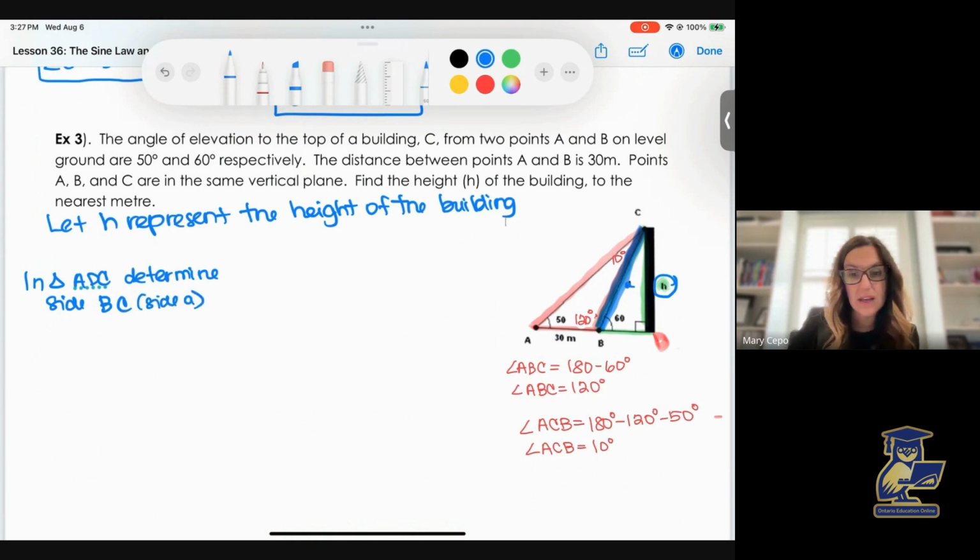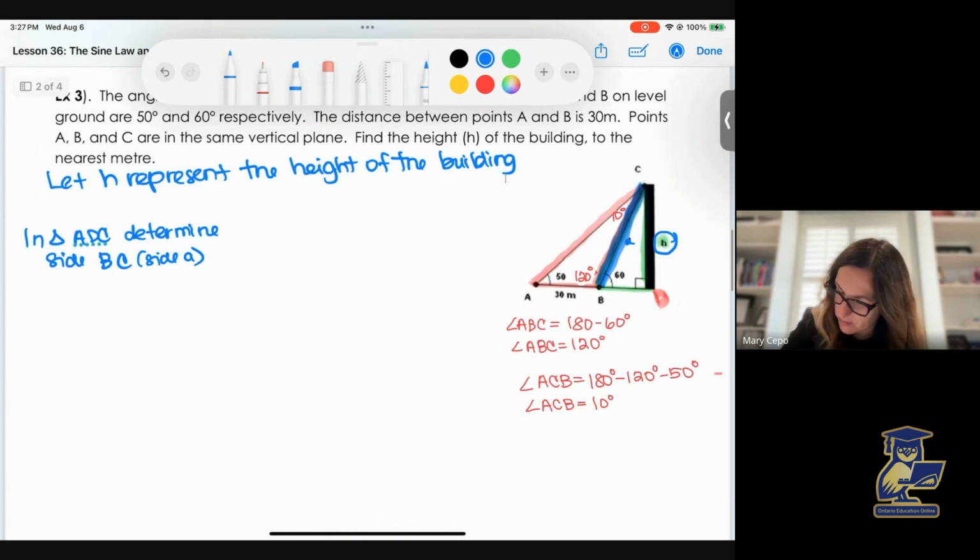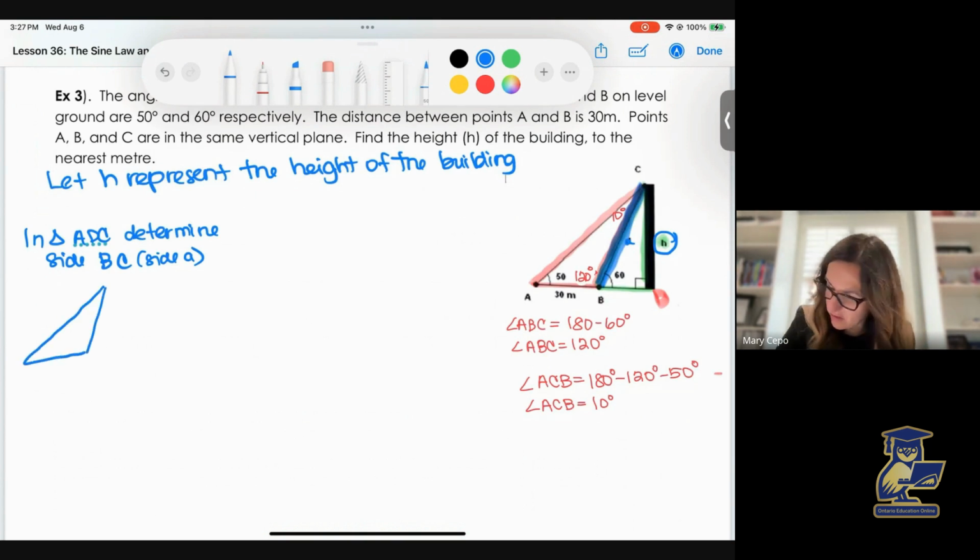What I like to do is take apart the triangles. It's a little bit easier to solve. So we have that non-right angle triangle. We have A, B, and C. We know this is 10. We know this is 120. We know this is 50. We know this is 30 meters.